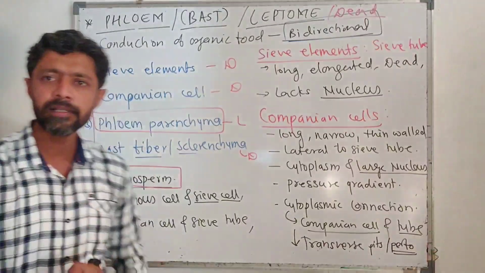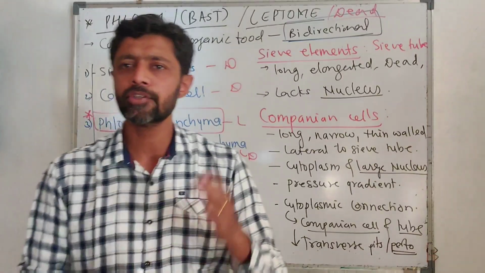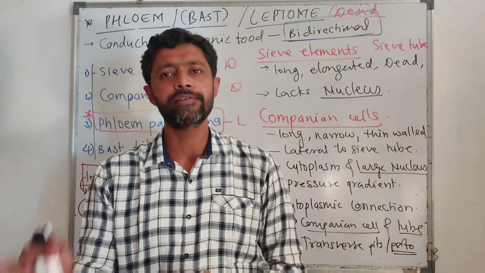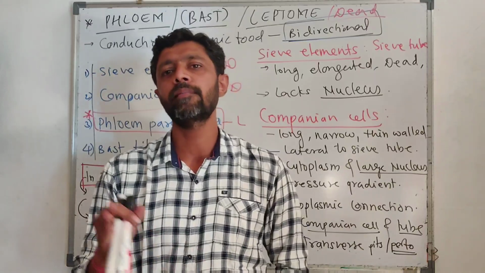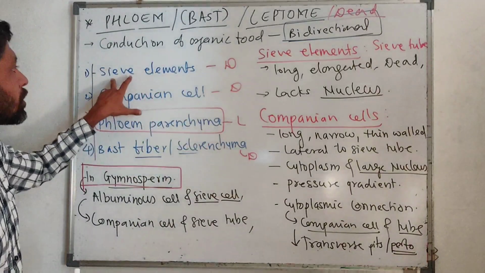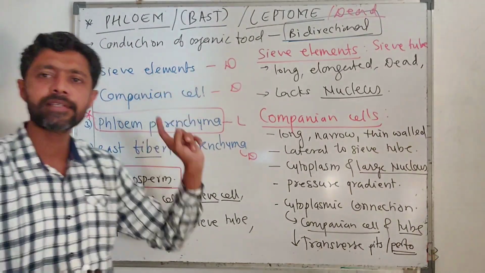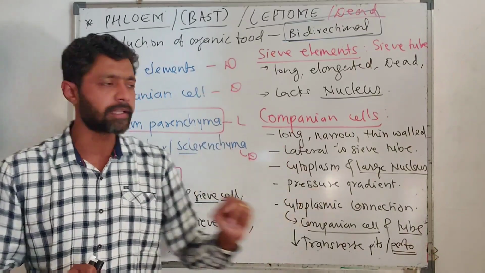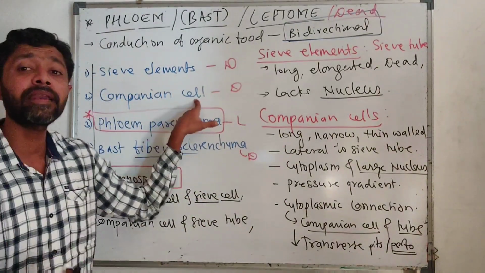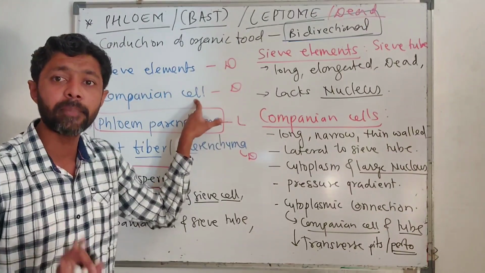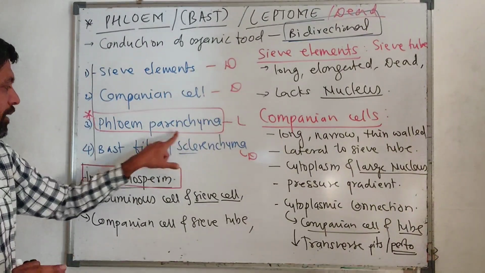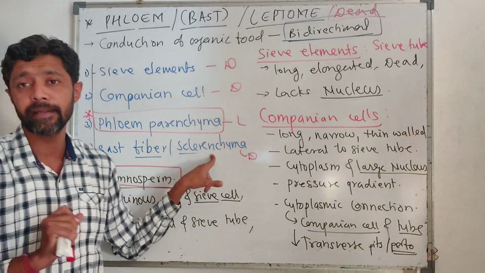First, there is a sieve element. Sieve element will comprise sometimes sieve tubes, or sieve cells. Some plants have sieve tubes and some have sieve cells. So rather we call them sieve elements. So sieve elements are sieve tubes and sieve cells. Then there is a companion cell. The name itself indicates they are companions. Then phloem parenchyma and bast fiber or sclerenchyma.